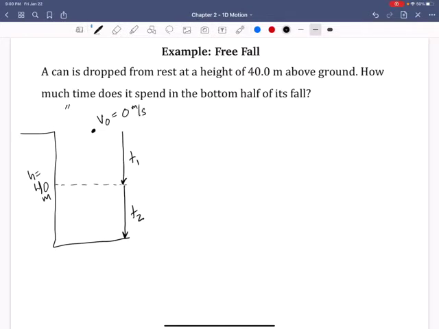And by the way, that sub 0 is pronounced V naught. It's just what physicists use. It's kind of old and antiquated, but just roll with it. V naught, because it starts from rest, is 0.